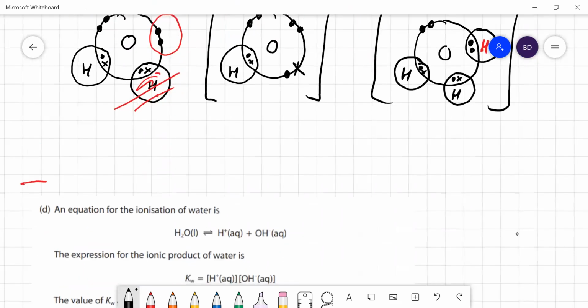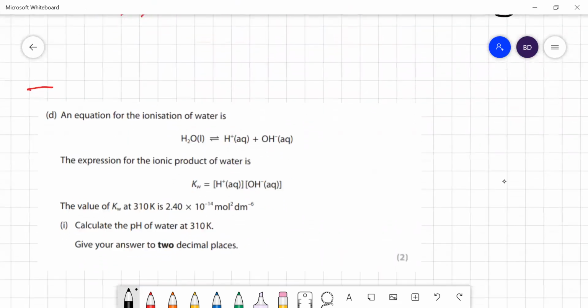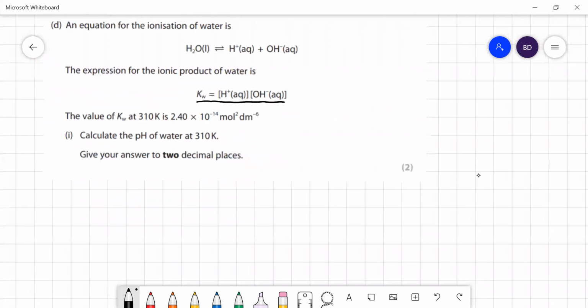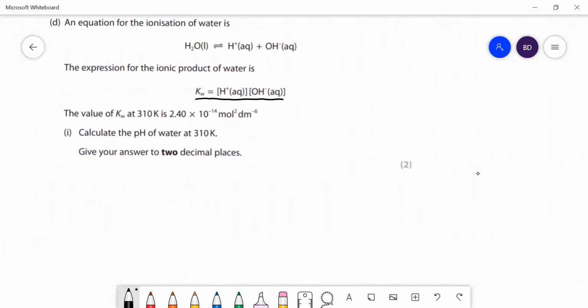Okay, an equation for the ionization of water. They give us that. The expression for the ionic product is that. They give the value Kw, so calculate the pH of water. How are we going to do that? Well, in pure, neutral water, we know that the H plus ion concentration is equal to the OH minus concentration. So let's substitute that in there. That gives us Kw is equal to H plus concentration squared.